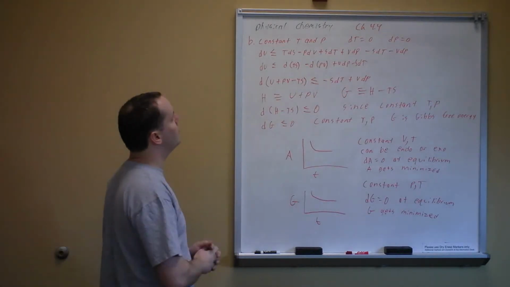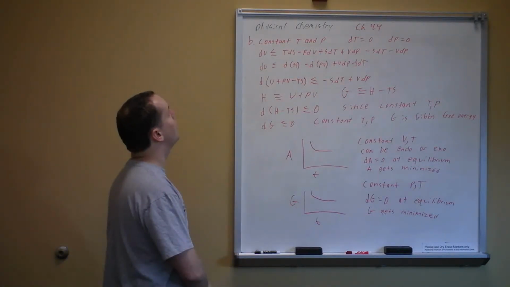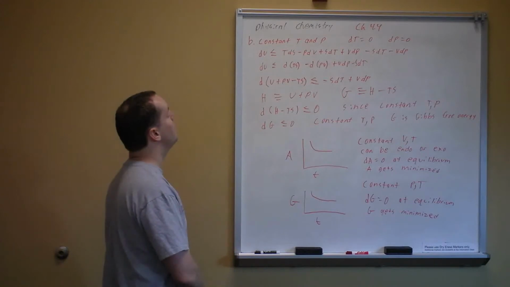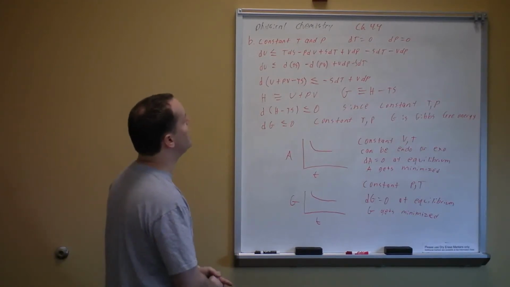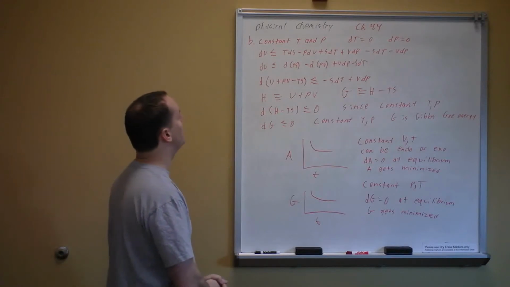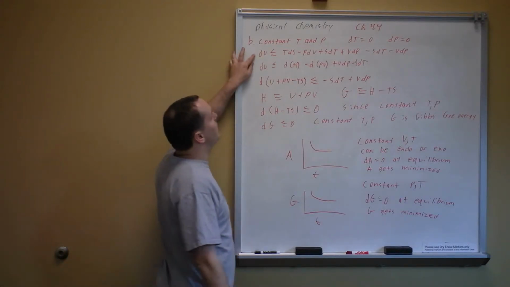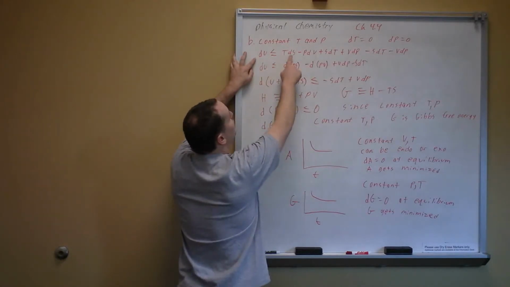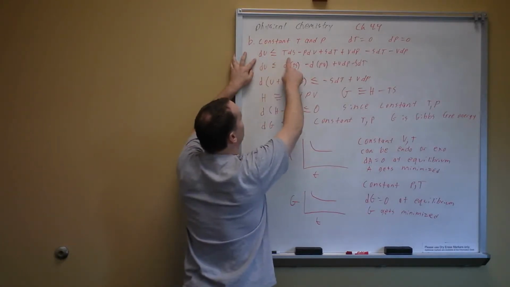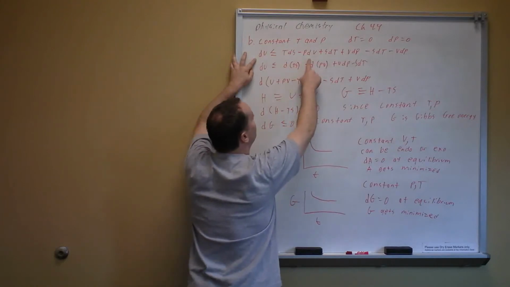Okay, continuing on physical chemistry, chapter 4, section 4. Now we're going to talk about the constant temperature and pressure process. Now, by definition, we know that dT is equal to 0 and dP is equal to 0. Now we're going to do the same trick we did last time. We're going to start out with the first law and a couple substitutions. It says dU is less than or equal to TdS minus PdV.